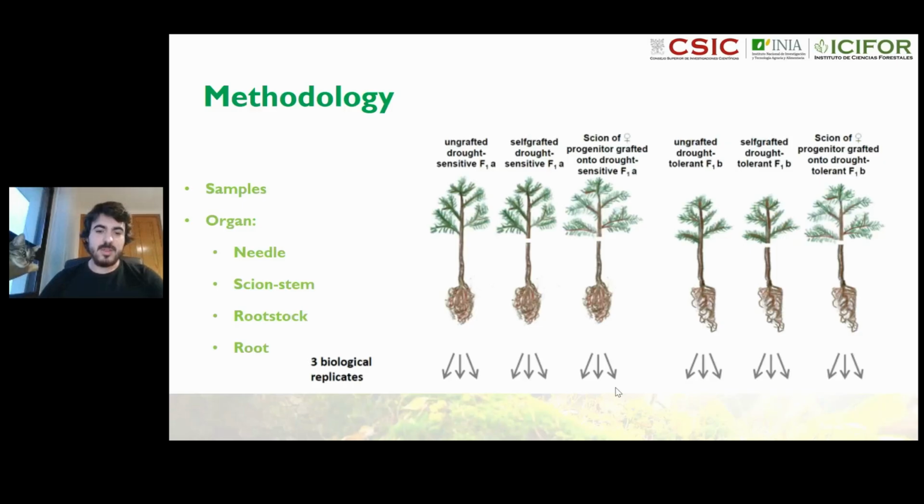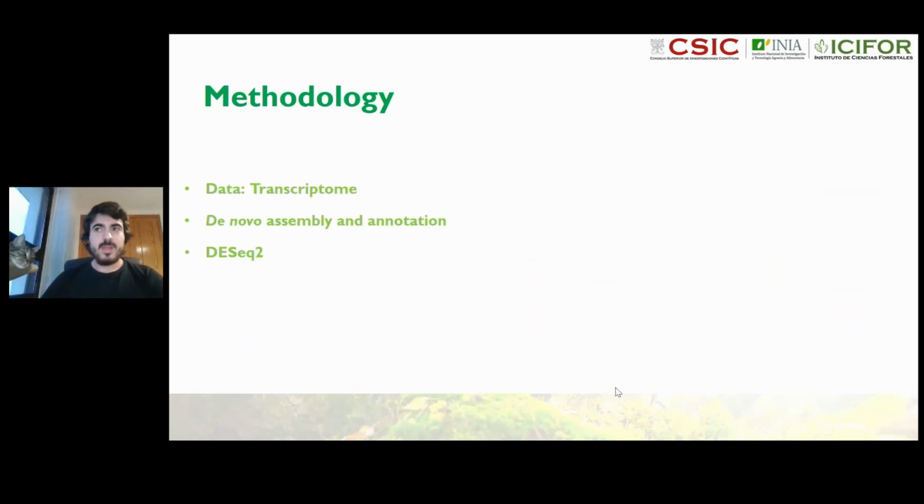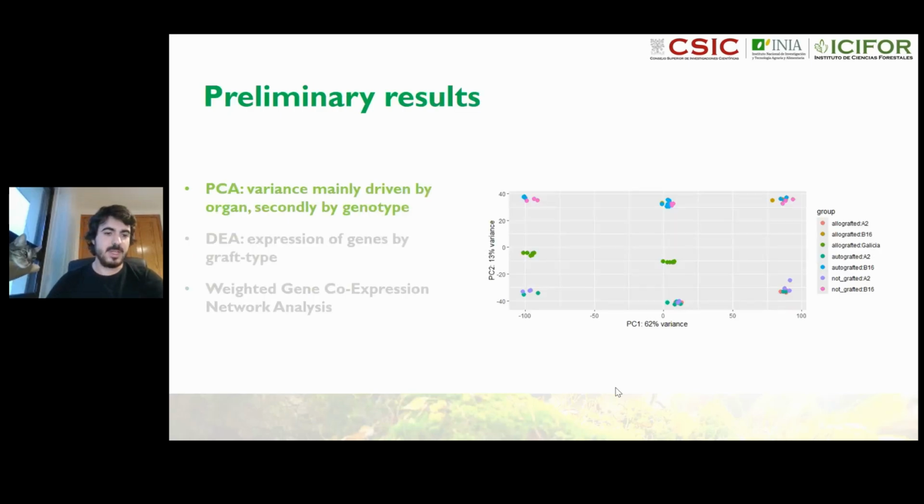Then we applied that methodology to both the most tolerant and the most sensitive of the progeny, and we took a sample from needle, scion, stem, rootstock, and root. Then we extracted the messenger RNA from the samples and built a de novo assembly transcriptome. We used BLAST, InterProScan, and eggNOG-mapper for annotation and functional characterization, and worked with DESeq to analyze the transcriptome data in order to identify which genes are involved in the response to grafting.